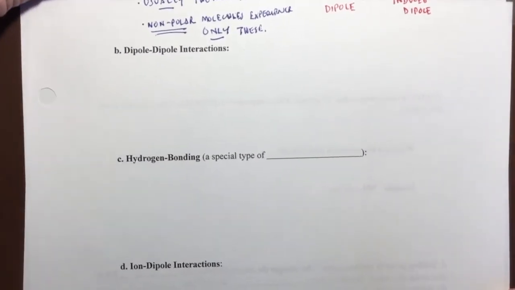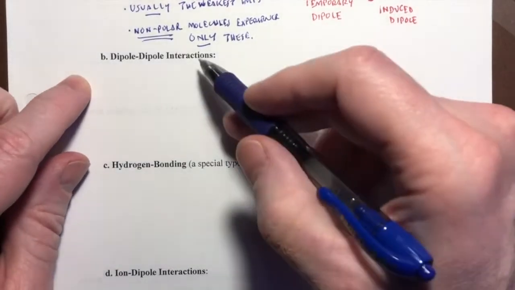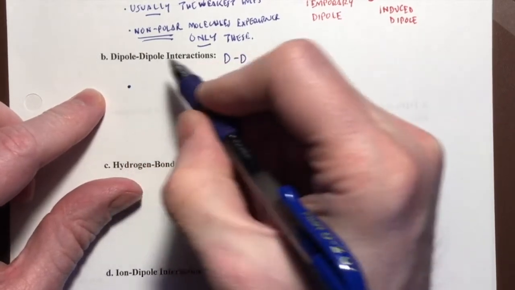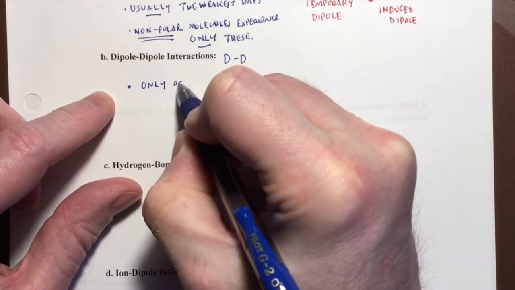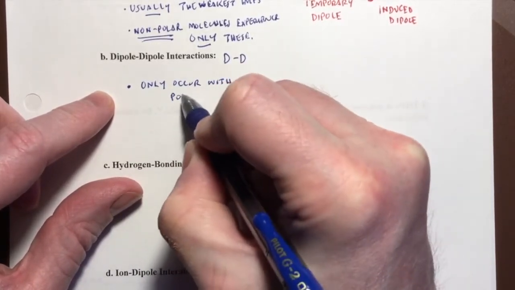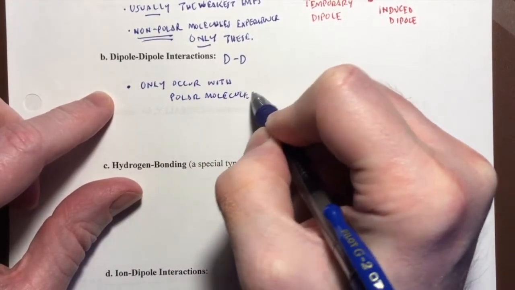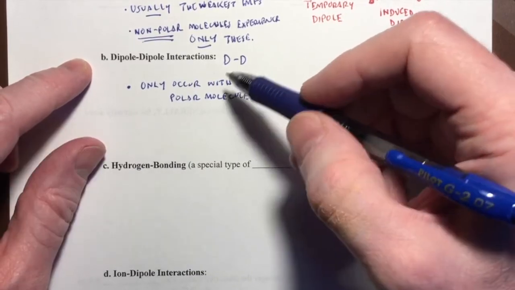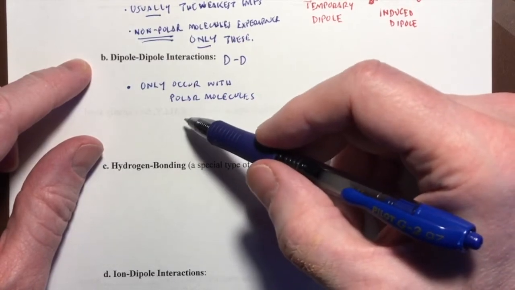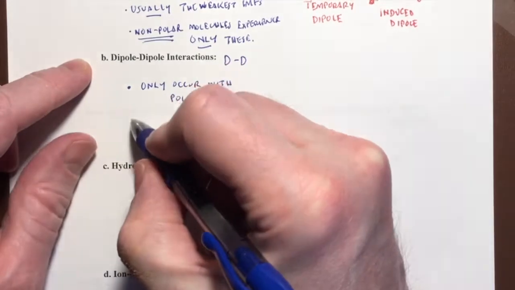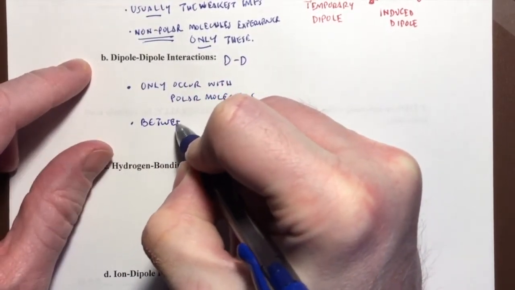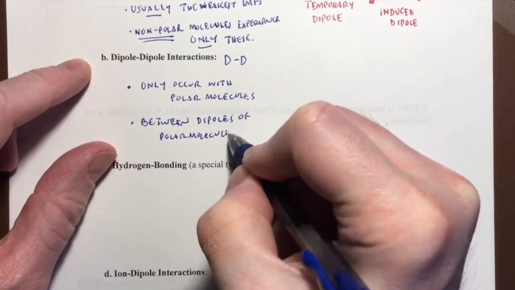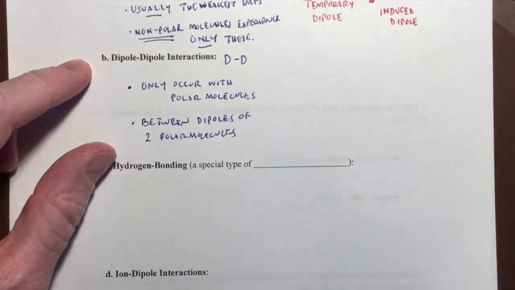All right, let's move on, and we're going to talk about the next type, which is dipole-dipole interactions. And dipole-dipole interactions only occur with polar molecules. So a dipole-dipole interaction, or dipole-dipole force, only occurs between two polar molecules. And that's because it's an interaction between the dipole on one polar molecule and the dipole on another polar molecule. So it's between the dipoles of two polar molecules.